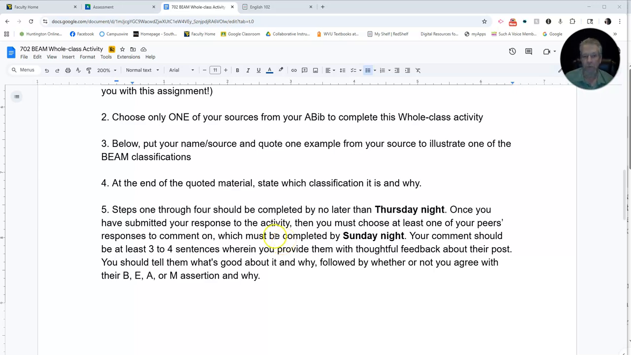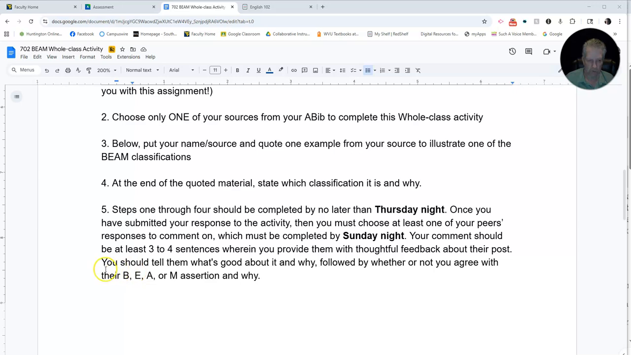And let's say they provided it as B, for example. You might say something like, well, I could also see yours fitting the A argument because it does this, this, and this, right? So anything you want to say about it, but just make sure it's good and thoughtful feedback. At least 4 or 5 sentences would be preferable. And remember, you're only having to do this with one, so take your time, give them good, thorough feedback so that you don't have to do 2 of these, right?